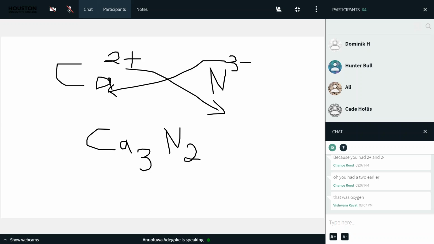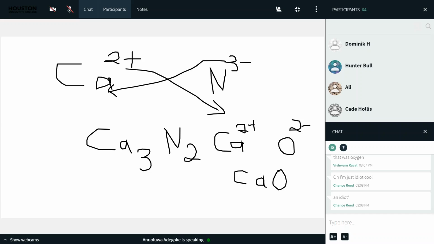So basically, all you need to know to write formulas is the charges. Just know the charges, and then you can write the formulas. For calcium oxide, it was Ca2 plus and O2 minus. So when we have that, it cancels out. So it's just calcium oxide. When you have the same charge, it is 0. It's electrically neutral.